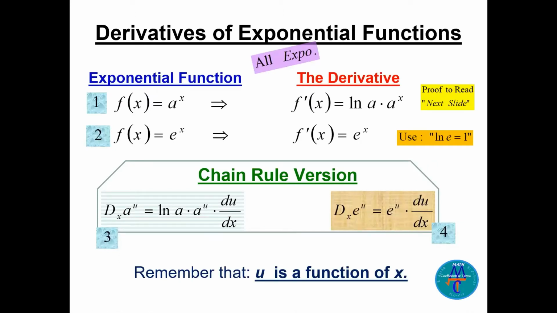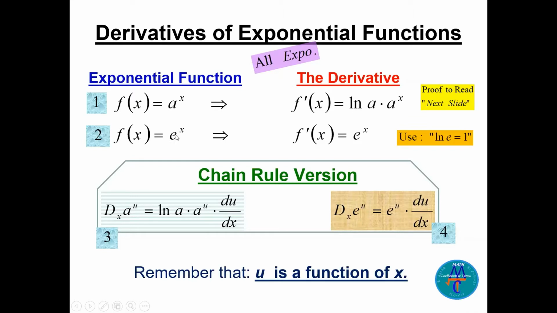Now, this is all you need for the derivatives of exponential functions. I put here all exponential functions, 1, 2, 3, and 4. If you have a function like f of x equals a to the power x, the derivative will be ln of a times the same function a to the power x, where a is positive, this is the base. The proof will be on the next slide only to read, but you can use this formula.